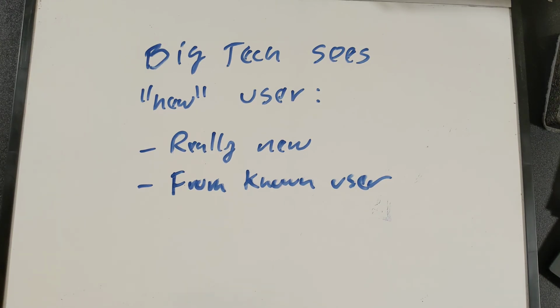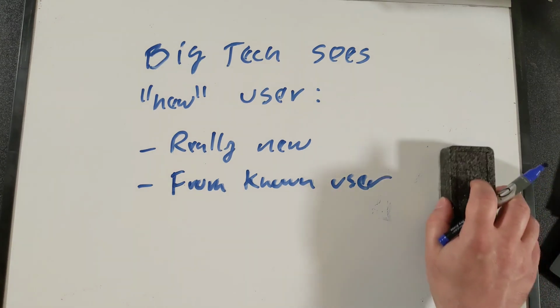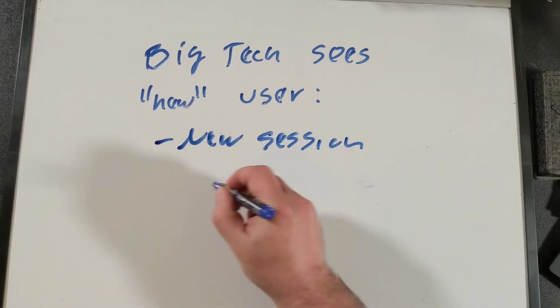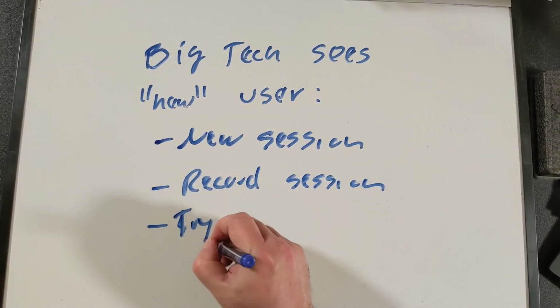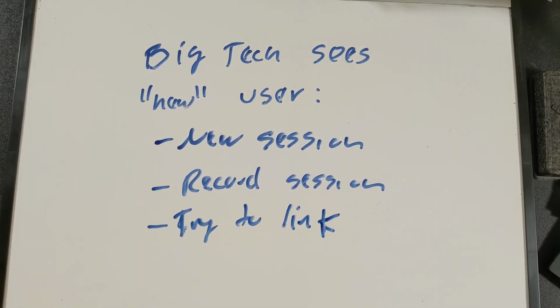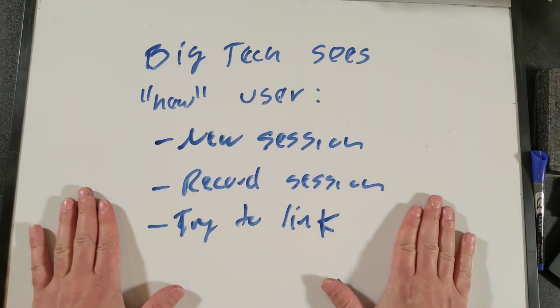Now, in fact, the model that these big tech companies actually use to keep track of users is almost certainly probabilistically linking individual user sessions together into user profiles. They're going to create a new session, they're going to record that session, and they're going to try to link it to other sessions. That's the plan every time. And so the profile that Google or Amazon or Apple has of you is just a collection of these sessions.